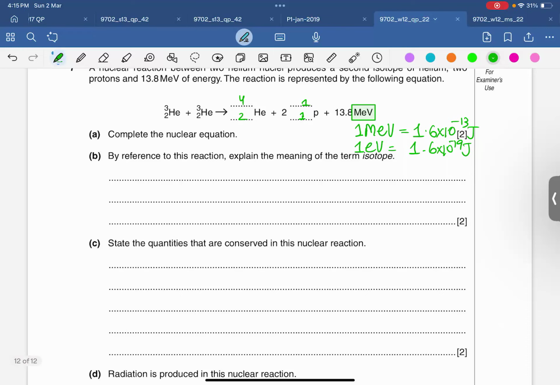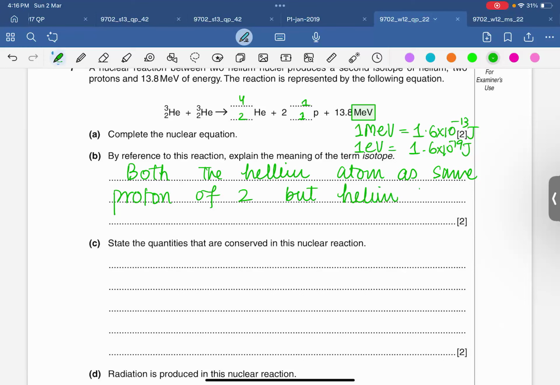So we can say that both the helium atoms have the same 2 protons, but the helium on the left has one more neutron.